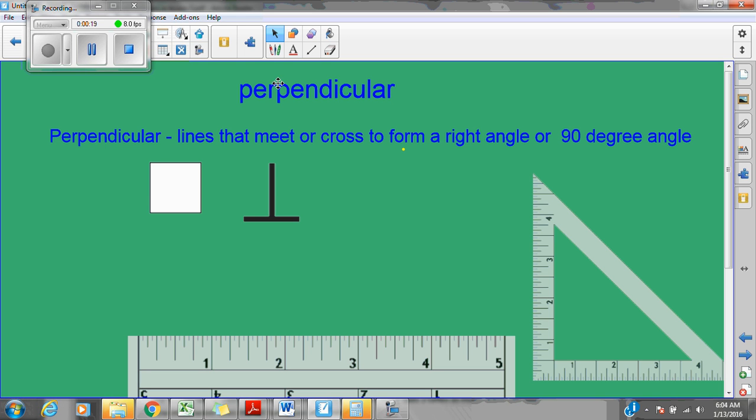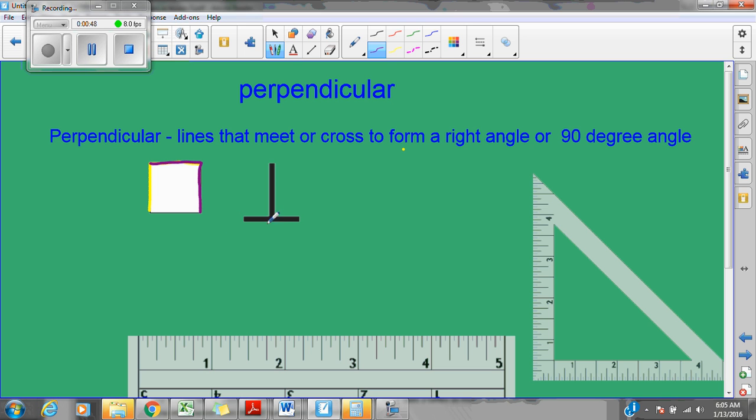We have a shape that's a square. It has perpendicular lines that meet. We're just going to try to highlight them. This line, which is vertical, is perpendicular to this horizontal line on the square. This line that is horizontal is perpendicular to this line. They form a right angle.